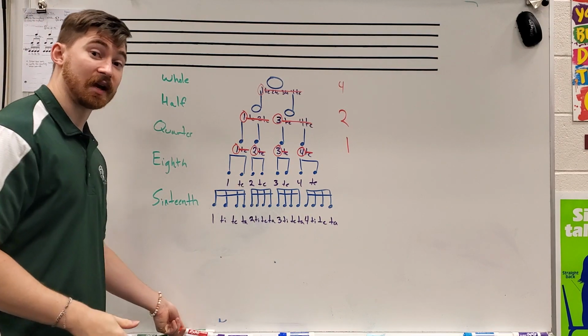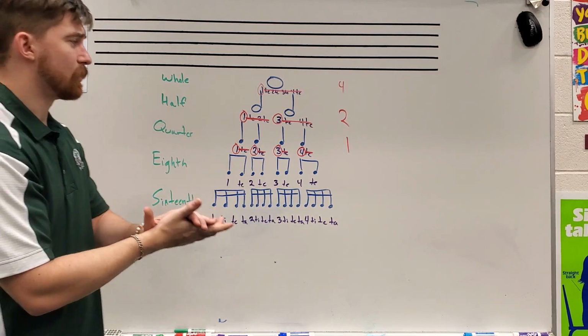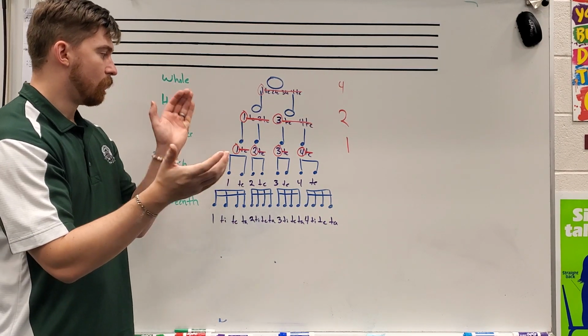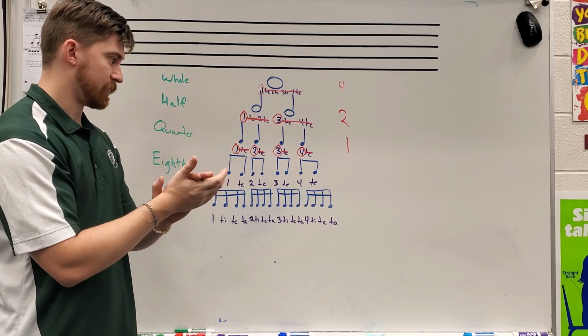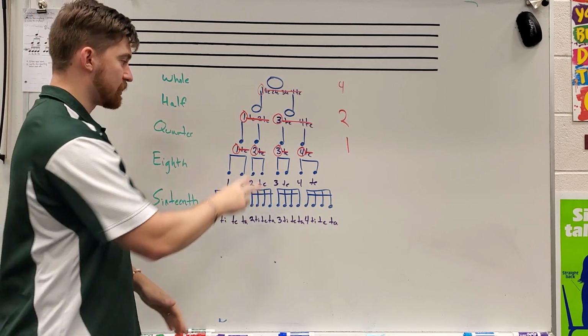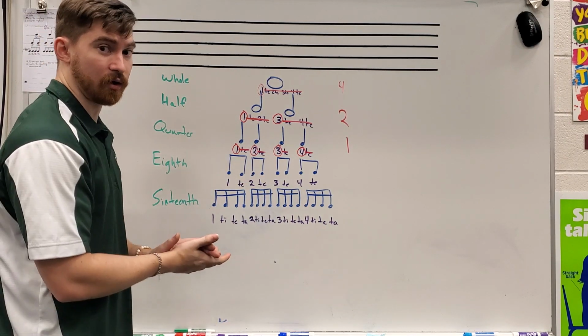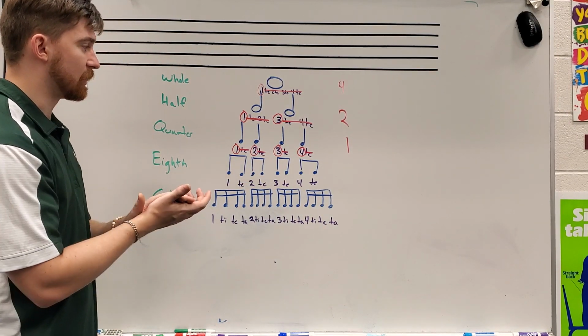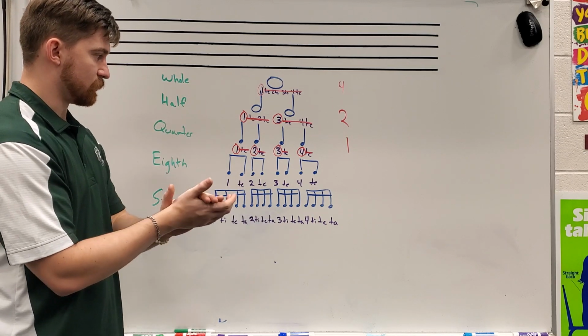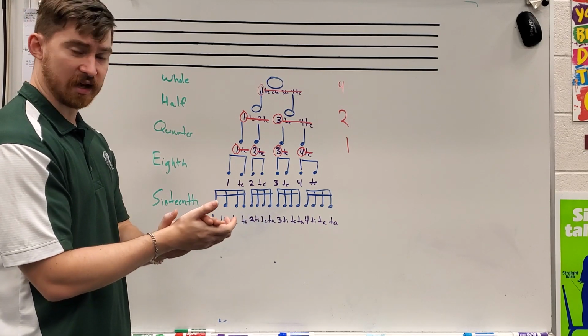So if we're going to clap and count this, hopefully you're picking up on this. Here I go. 1 te, 2 te, 3 te, 4 te. Notice the sound starts on every single number, which is why it's circled and why I'm clapping on it. Do it with me this time. Ready and go. 1 te, 2 te, 3 te, 4 te.